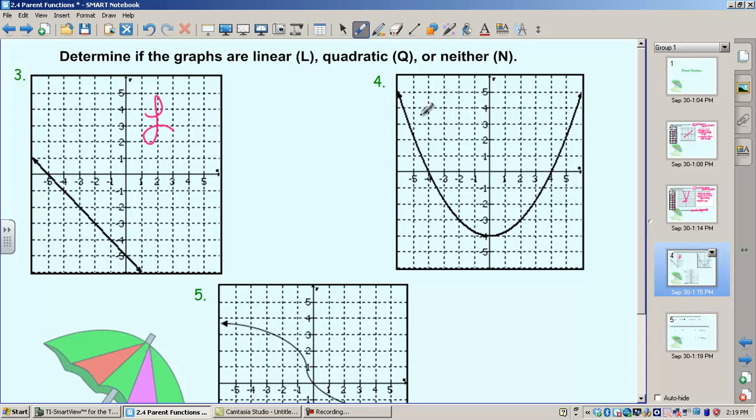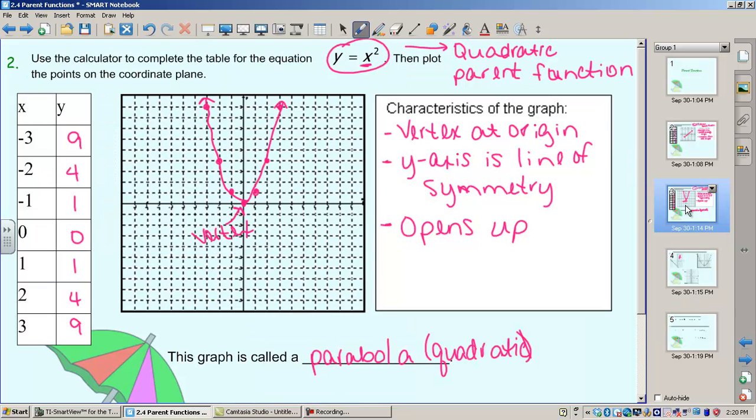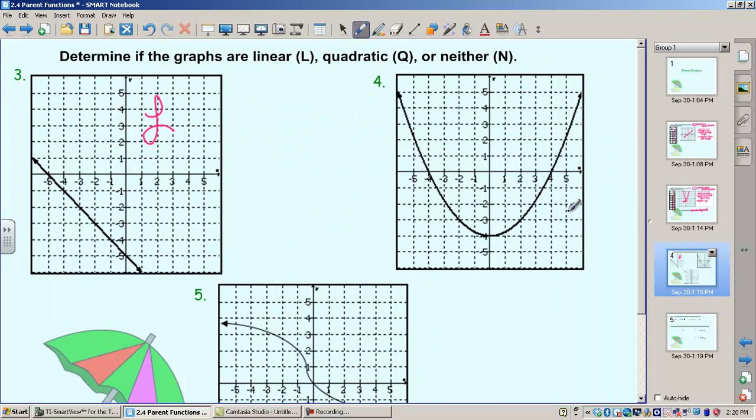Number 4 looks a lot like our parent function over here. It's just moved down a few spaces, but it does make this pretty little curve, this pretty little U. So it's a quadratic, it makes a parabola. So this one is quadratic.